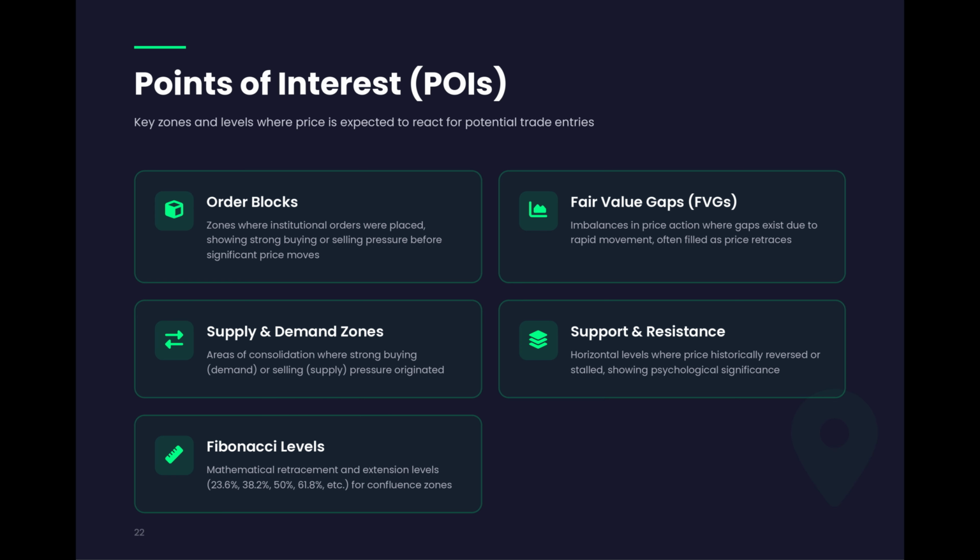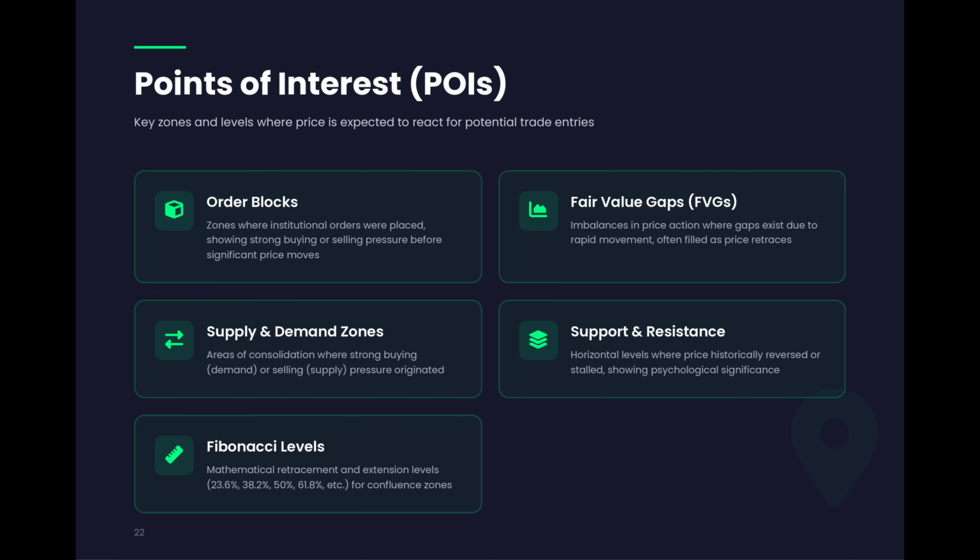First, we have order blocks. These are specific price zones where institutional orders were placed, causing a significant move away from that area. When price returns to an order block, there's a high probability it will react because there's likely unfinished business there, perhaps additional institutional orders waiting to be filled. Order blocks are particularly powerful when they align with other forms of analysis.